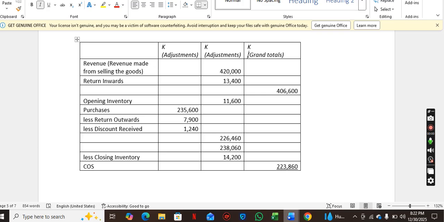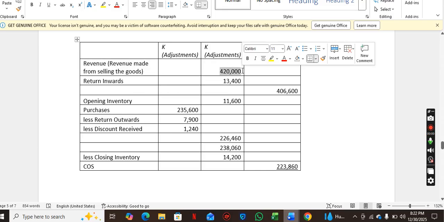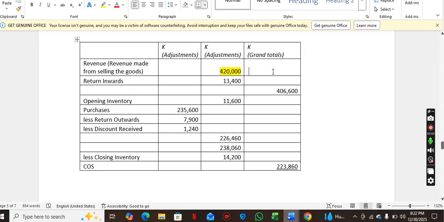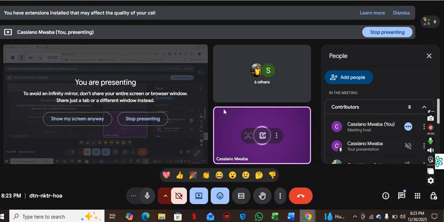So first things first, revenue 420,000. Now usually revenue you put on the 3rd column. The reason why I'm putting it in the 2nd column is because there's an adjustment that needs to be made to the revenue, and this is what we call return inwards. Now I believe you've done group discussions on this question. Colleagues, what is return inwards?